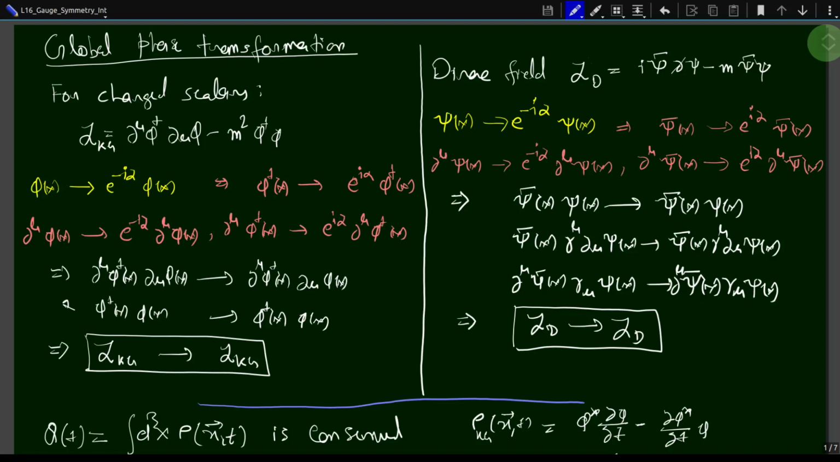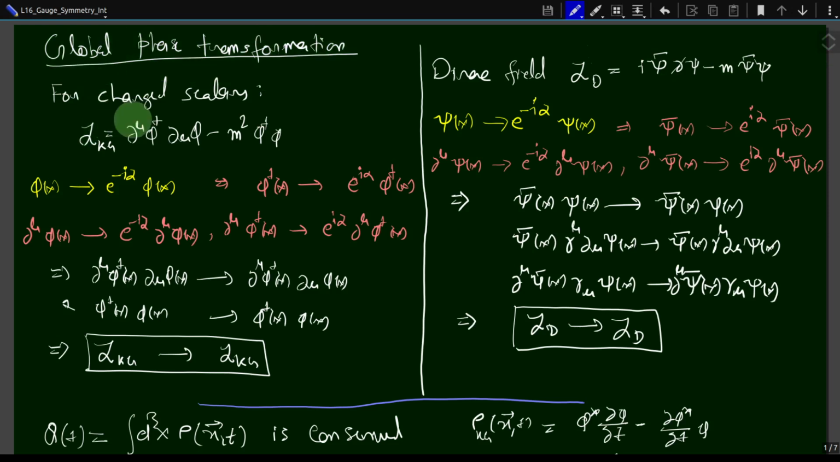Okay, so welcome to lecture 16 of the KF22 course. Here we are going to talk about the gauge symmetries and the corresponding interactions that it predicts. And for that, we will actually begin with what's called the global phase transformation for the charged scalars and the Dirac field. So let's start with the global phase transformation in general.